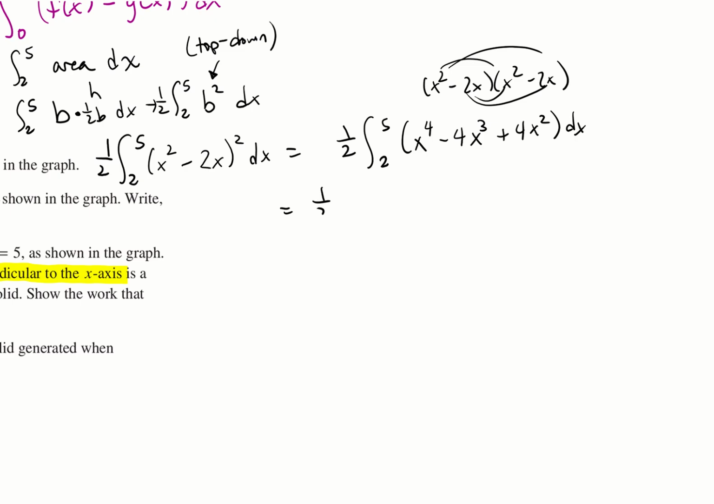I'm going to now integrate this. I'll leave the 1/2 separate. We would have 1/5 x to the 5th minus x to the power of 4, and then plus 4/3 x cubed. This is going to be evaluated at both 5 and at 2. And this is where it becomes so helpful to not have to evaluate or not have to simplify expressions. So I would have the 1/2, and then I'm going to plug in a 5 for all of this.